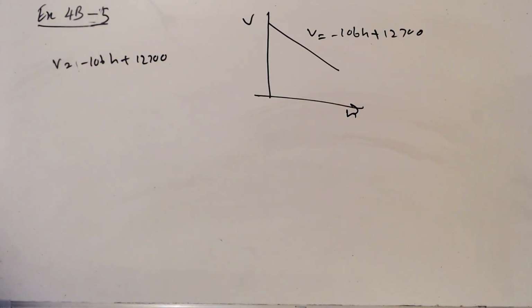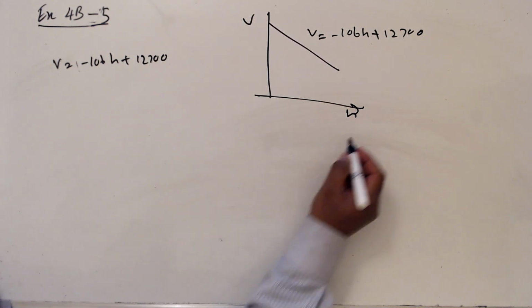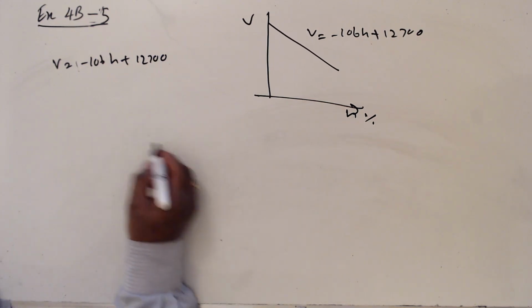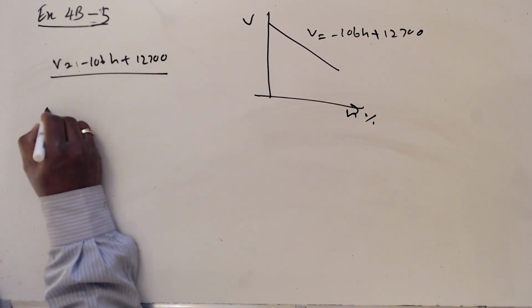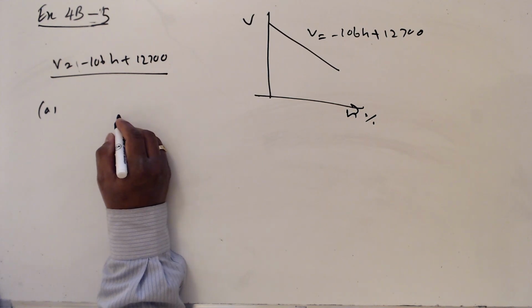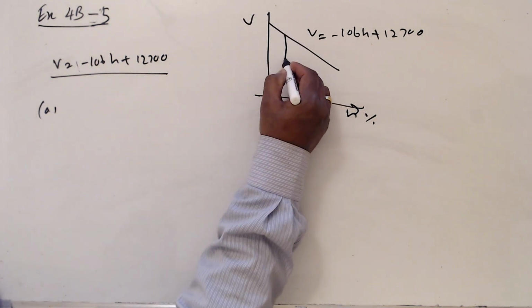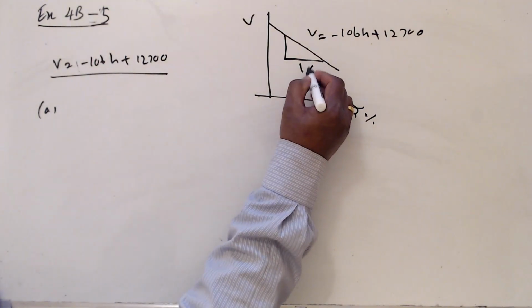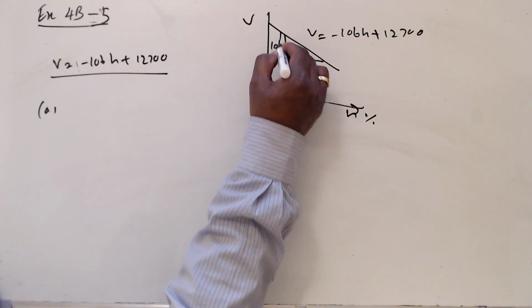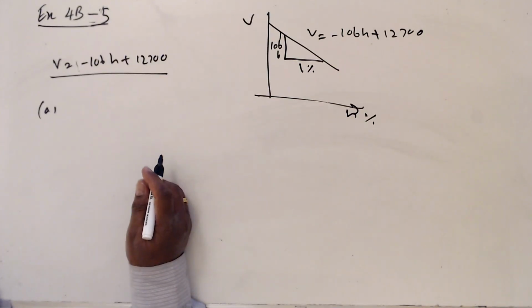Question number 5. It is about visibility and humidity, with humidity as a percentage. Part A: this is the equation given. Explain the gradient of this regression line. What is the meaning of the gradient? The gradient means that for every 1% increase, the visibility is coming down by 106 decameters.